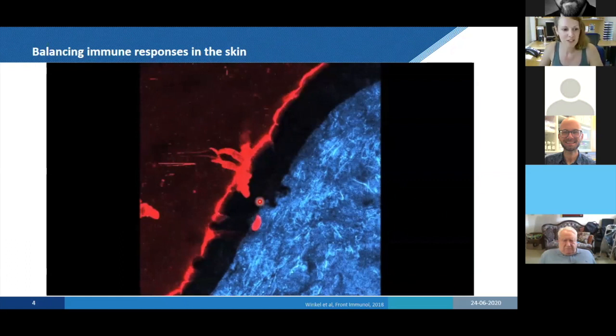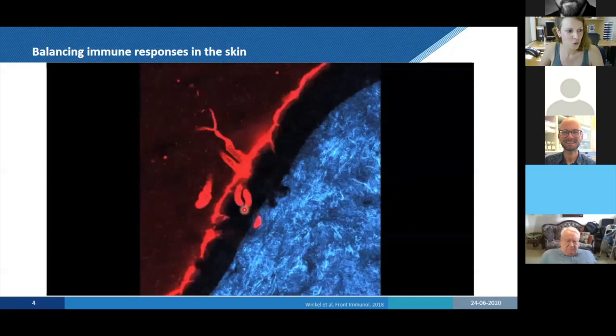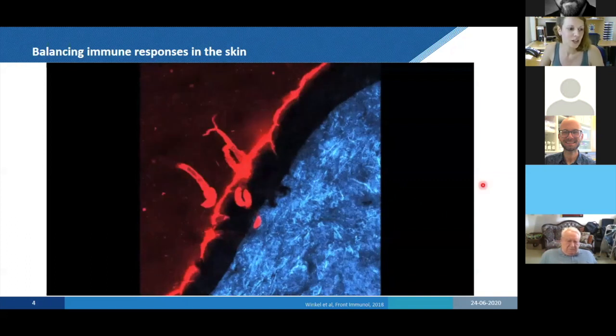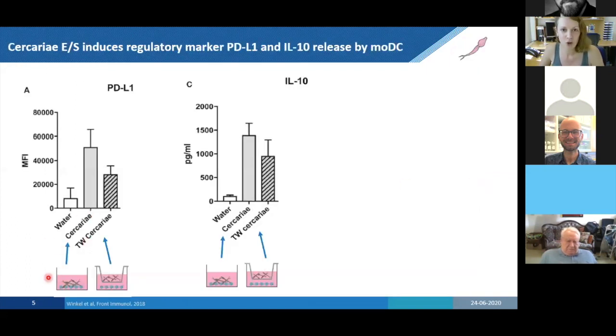And in that same study, my colleagues also added Cercaria together with monocyte-derived dendritic cells in a well and looked at immune responses. They also did that in a transwell system where there was no direct contact between the Cercaria and the cells. And then they also saw that there was an increase in programmed death ligand 1. So that's also a regulatory marker, and also IL-10, again suggesting that the excretory secretory products are involved, so what the Cercaria release.